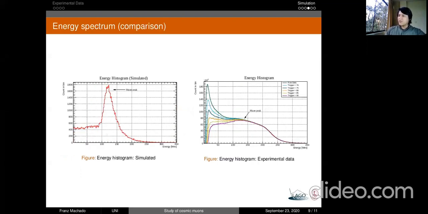In this slide, we compare the energy histogram, or the energy spectrum. This is the simulated energy spectrum. This is the energy spectrum using the real data. In this case, we are using data from a detector located in Antarctica. So this peak is much wider than in this case. This could be because of an error in the amplification factor. So we will redo this energy histogram.